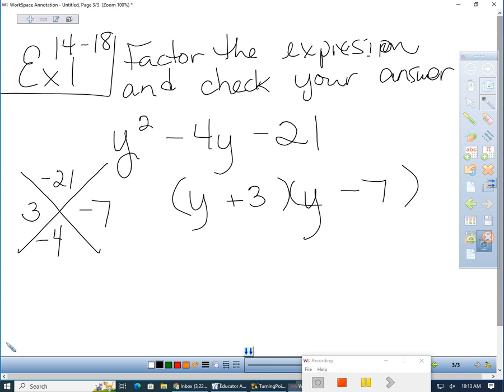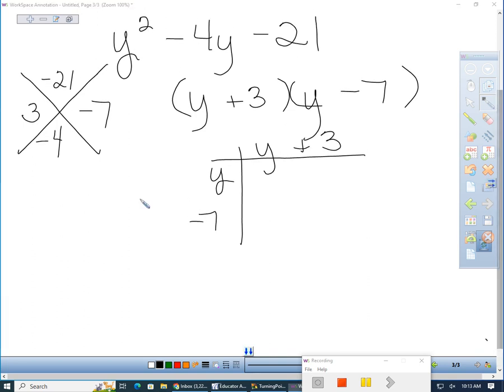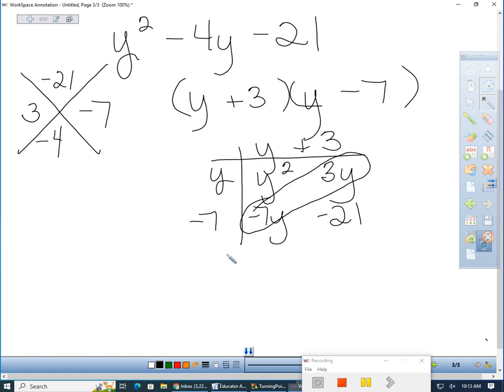Now I'm going to quickly check it. Well, how do I check? There you go, box. So I have y plus 3 times y minus 7. Y times y is y squared. Y times 3 is 3y. Y times negative 7 is negative 7y. 3 times negative 7 is negative 21. So we get y squared, negative 7y and 3y is negative 4y, and negative 21. Looks like it matches to me. It does.